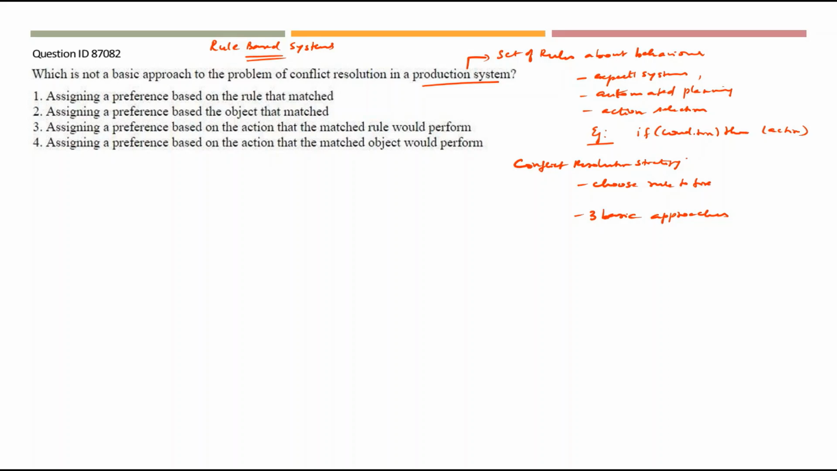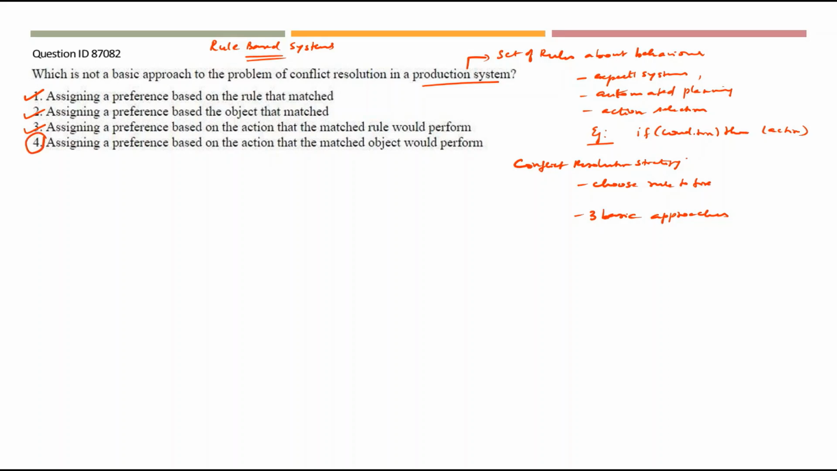Assigning a preference based on the rule that matched. So first one is there. It is the first approach. Then the second one, assigning a preference based on the object that matched. This is the second basic approach. The third approach will be assigning a preference based on the action that the matched rule would perform. So there are totally three basic approaches and all the three are listed in statement 1, statement 2 and statement 3. So option number 4 will be the right answer.